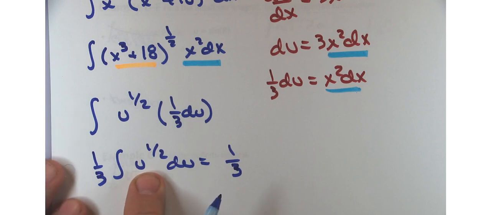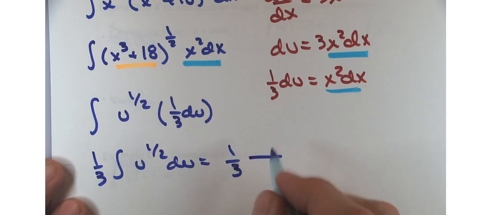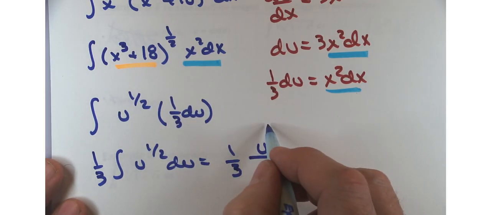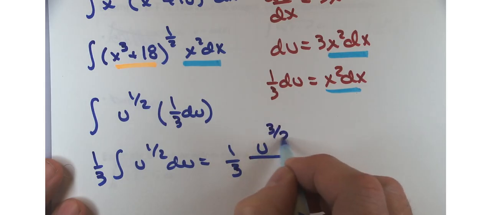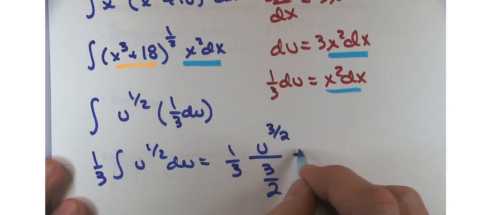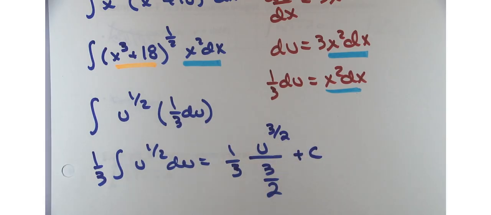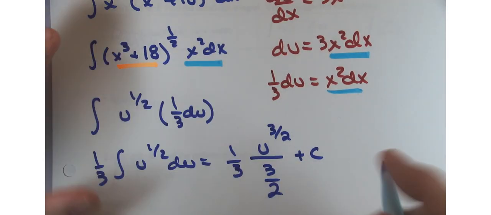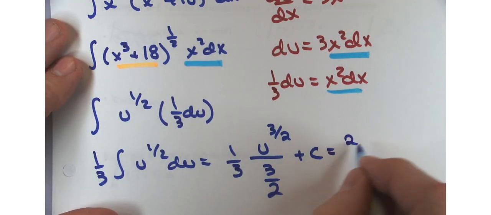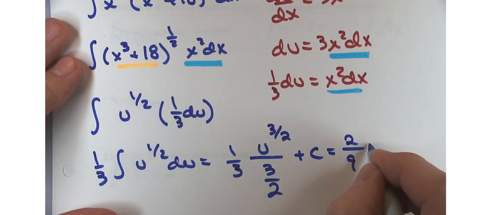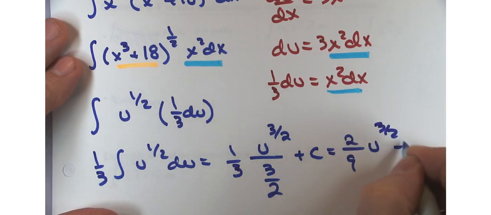What do we got to do? Louis, what would that be? U to the what power? 3/2 divided by 3/2. Yeah, so invert and multiply. So that's going to be 2 over 3 times 3, which would be 9, u to the 3/2 plus c.